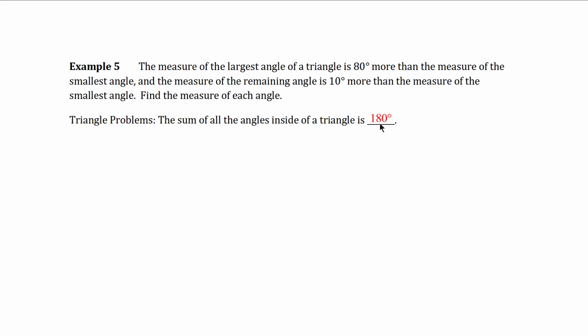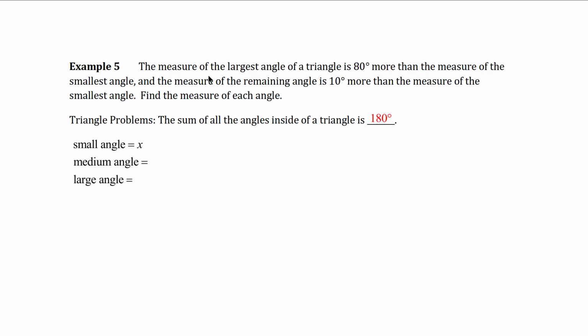So for this problem, the first thing we need to do is come up with an equation for the small angle, the medium angle, and the large angle. If we reread the problem, it states that the measure of the largest angle is 80 degrees more than the measure of the smallest angle, and the measure of the remaining angle is 10 degrees more than the measure of the smallest angle. Notice here they didn't tell us any information about the smallest angle. That means we'll use x to represent our smallest angle.